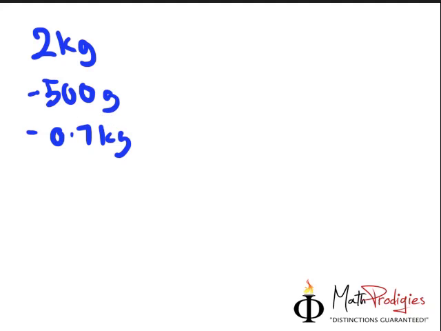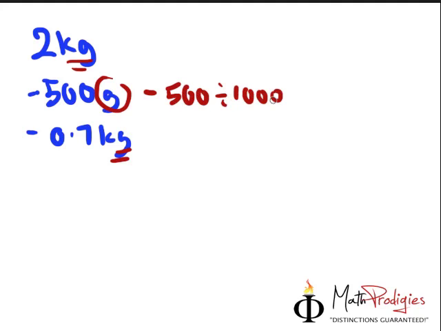What I would do is I would change this over here, because this is in grams and both of these are in kilograms. So I change 500 grams to kilogram. What do I get? 500 divided by 1000. Why 1000? Because 1000 grams equals 1 kilogram, which gives me 0.5 kilograms.